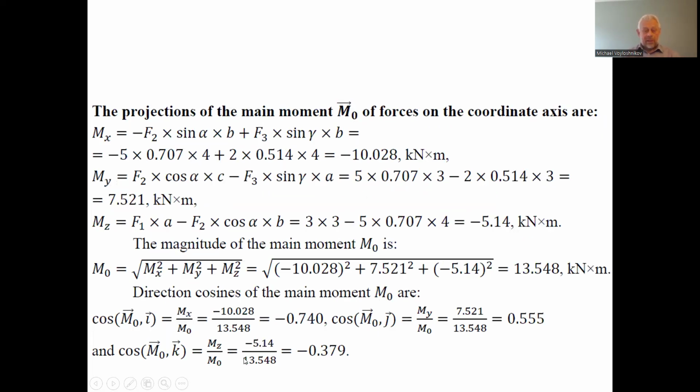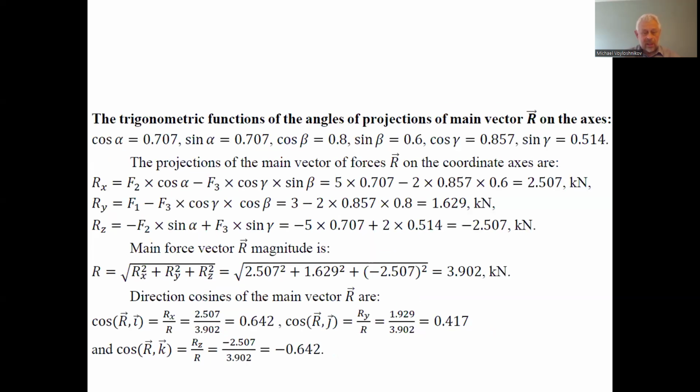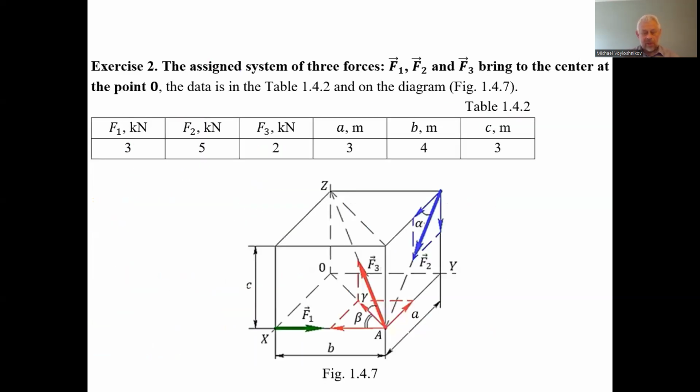After that, we have to find the projections of the main moment on the coordinate axes of the Cartesian coordinate system. We use a decomposition of the specified acting forces, and we use the arms we have. So first, we have to find the projection of the main moment on x-axis. Force F1 does not cause the moment because it intersects the x-axis.